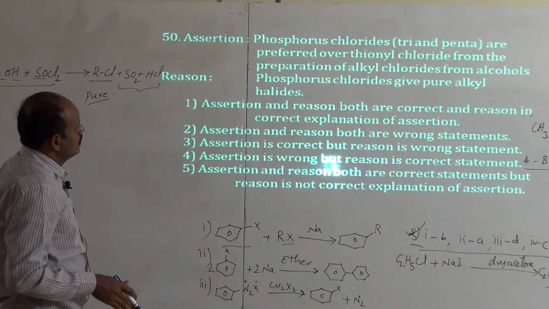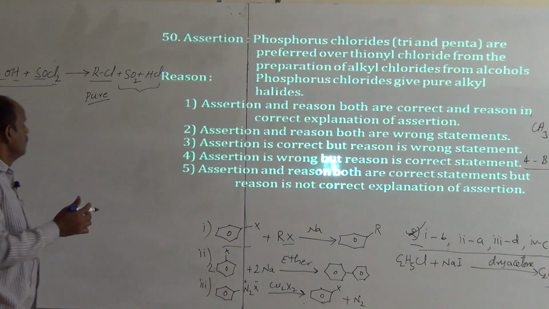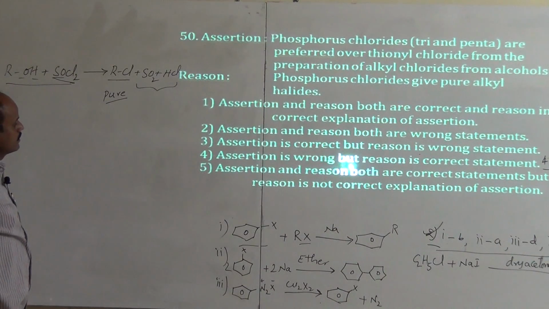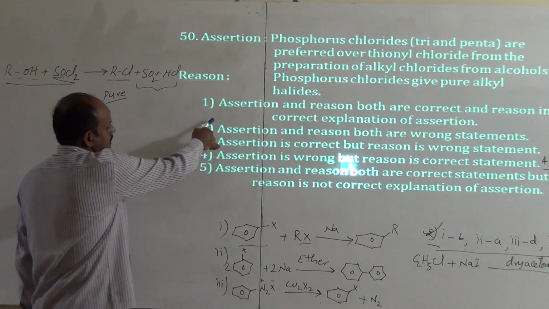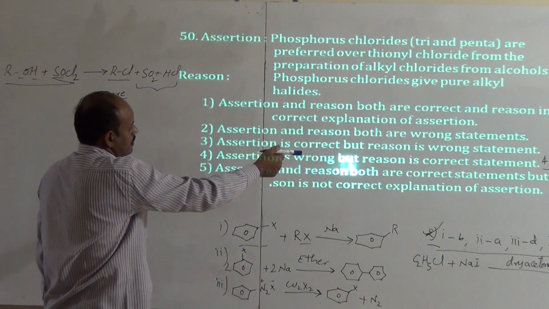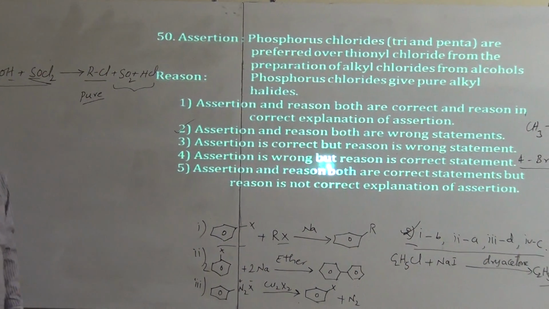Then the reason: phosphorus chlorides give pure alkyl halides. Is it correct? No. Thionyl chloride gives pure alkyl chlorides. Thus both are wrong. What is the first option? Assertion and reason both are correct. That is wrong. Assertion and reason both are wrong statements. Hence it is the correct answer. Okay.